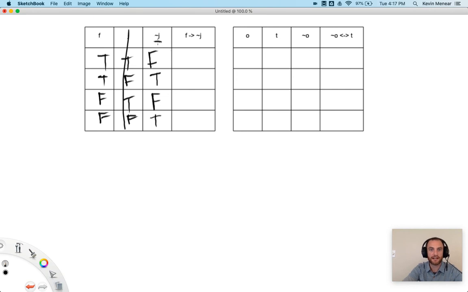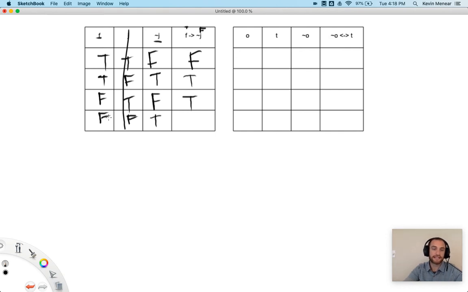Now we're evaluating not J, so I can forget about J. I'm evaluating not J and F. This is the if-then. Remember, this is only false if the antecedent is true and the consequent is false. So, hey, look at here. The antecedent is true, the consequent is false. This is false. They're both true. This is true. They're both false. Doesn't matter to me, it's still true.